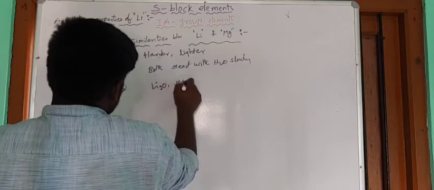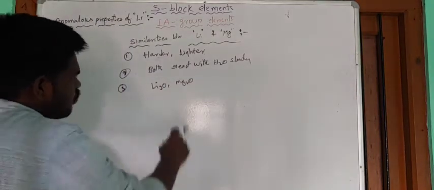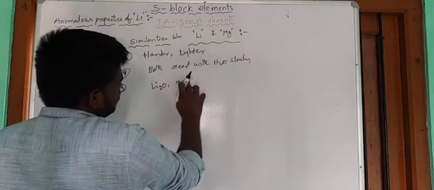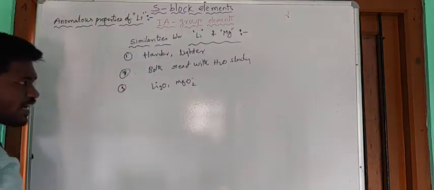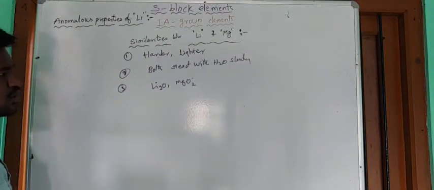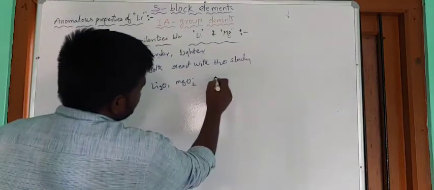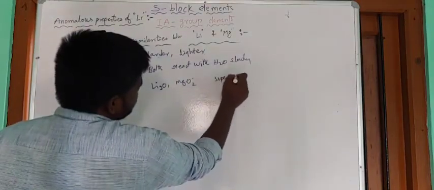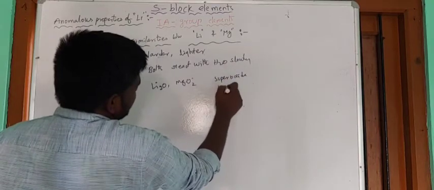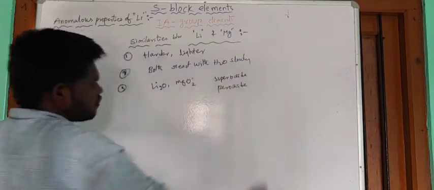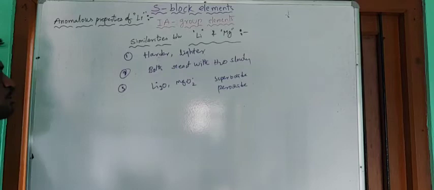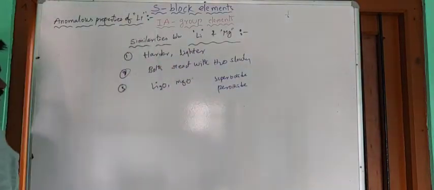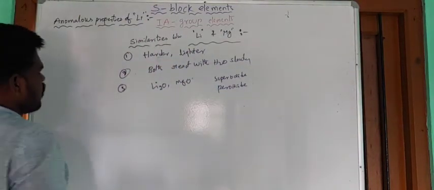Okay. And the third one, Li2O and MgO, magnesium oxide. These two won't react with an excess amount of oxygen to give superoxides and peroxides. You know that other metals in the first A group give superoxides and peroxides, but here they won't give. This is Li2O and MgO, magnesium oxide.